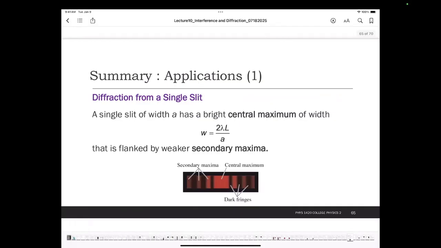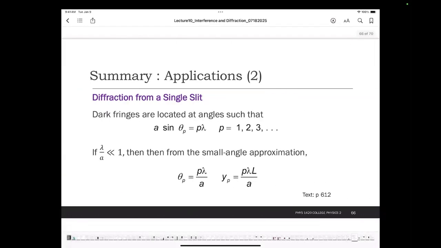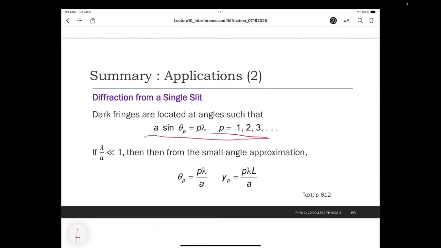The first one is diffraction from a single slit. A single slit of width a has a bright center, a maximum of width w. We can use this equation to calculate it. This is flanked by weaker second maxima. You can see the second maxima, and it's very weak. Also, the dark fringes are located at angles such as this. You can use this equation to calculate the dark fringe angles.